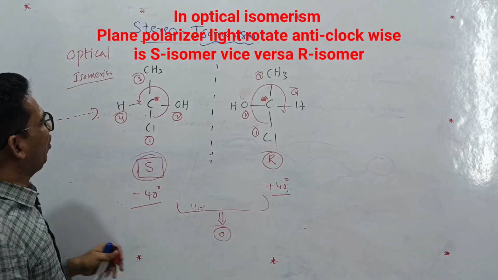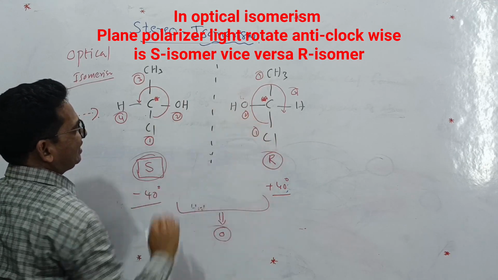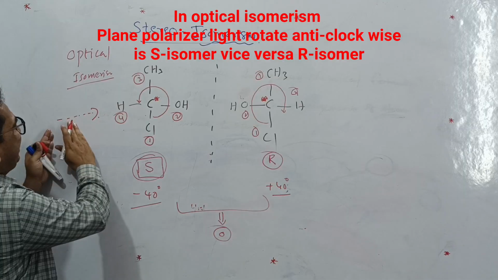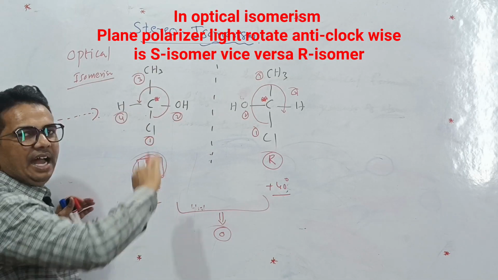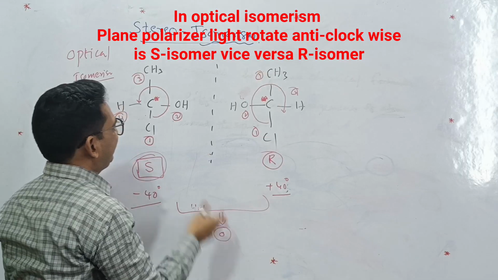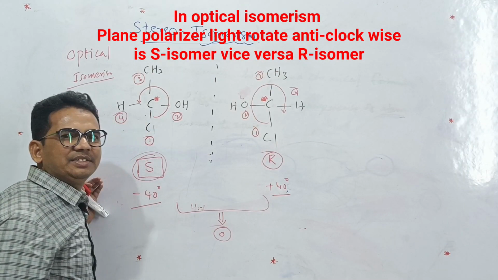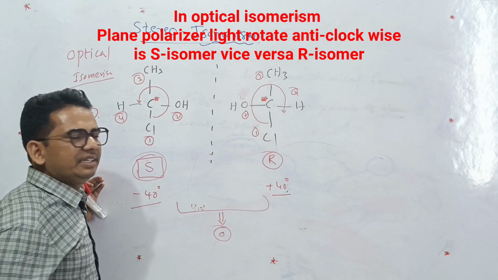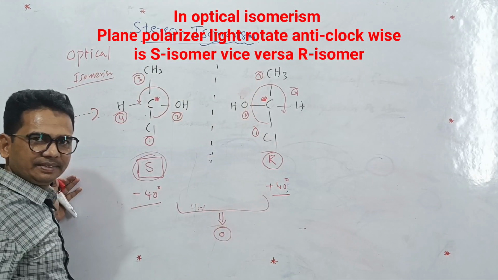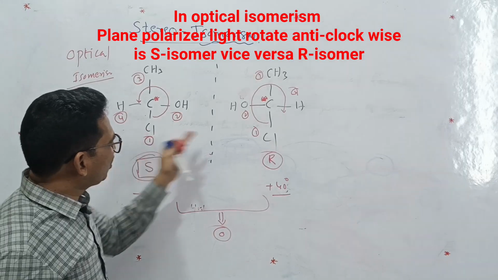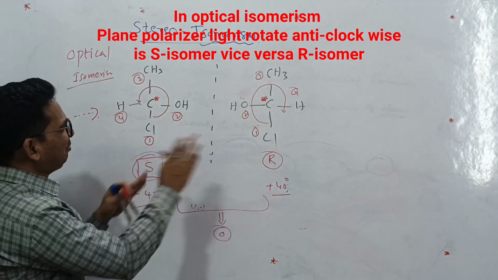But in this case, what we have to remember is that the molecular formula, the chemical formula, is the same. But when we send plane polarized light, one rotates to the left side, another rotates to the right side. One is anti-clockwise, another is clockwise. It means the rotation will be different. That's why they are called optical isomers. These are also called enantiomers. Enantiomers means they are mirror images.